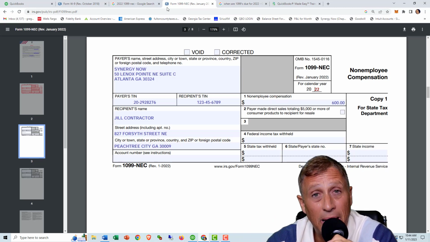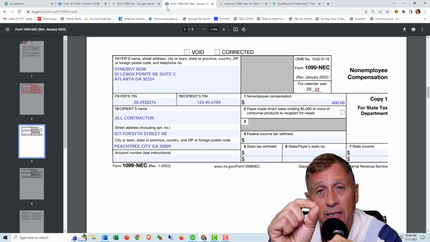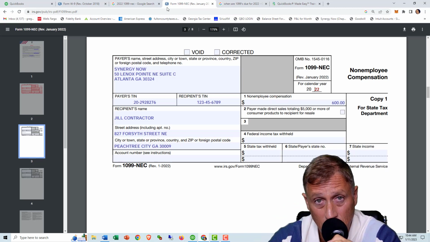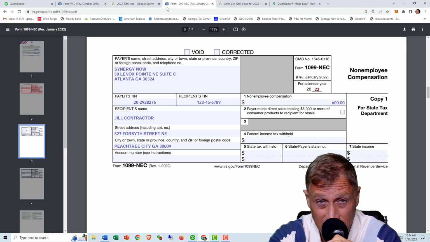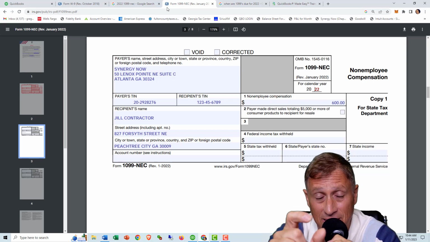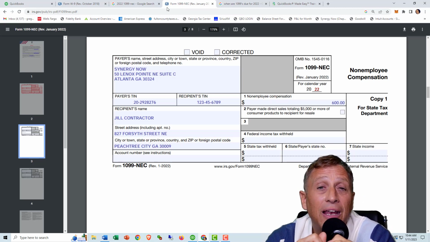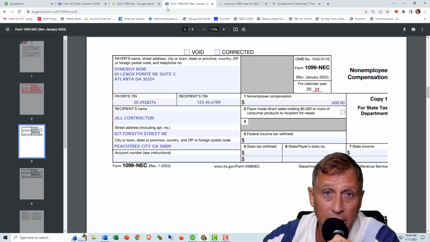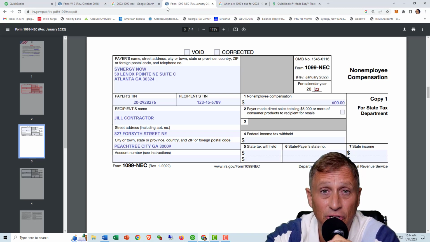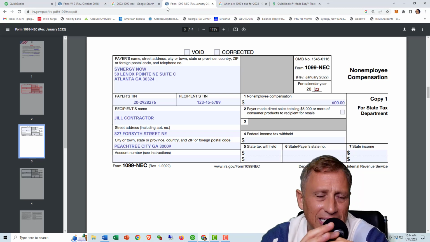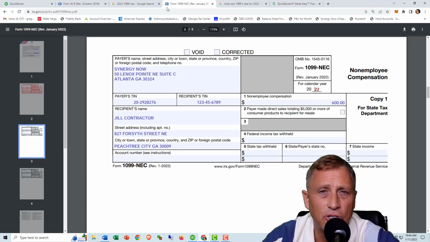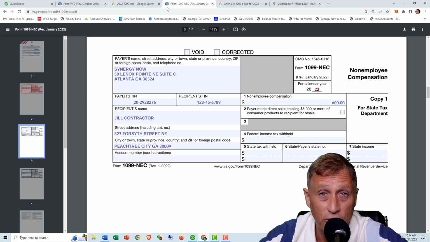Again, it's for anybody that you have paid $600 or more for 2022, as long as it's for services and not for products. It's a total for services, not products. Additionally, it does not include any money that you paid via credit card. The credit card company will report how much that vendor got from credit card payments. So you just look at your cash and your checks, ACH, all that kind of stuff, and see what the totals are that you've paid for 2022.